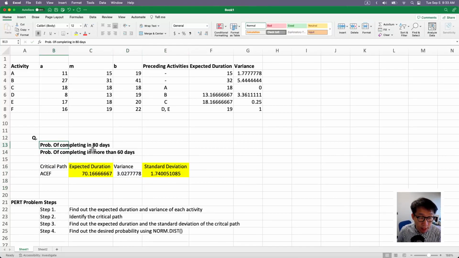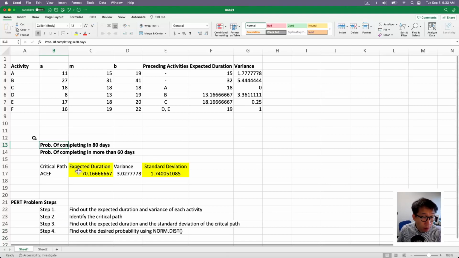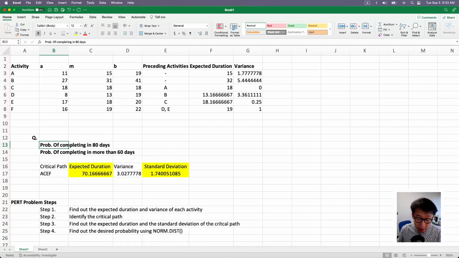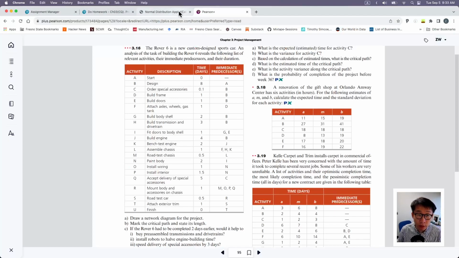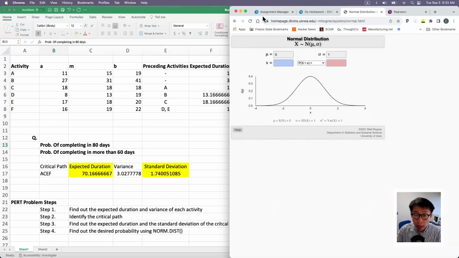So first question. At this point, we finished all the way until step 3. So step 4 is basically finding out the desired probability using the norm-dist formula. Probability of completing in 80 days. So how do you find it out? I'm going to show you. It's important you visualize in your mind before you jump into using the formula to get the answer.